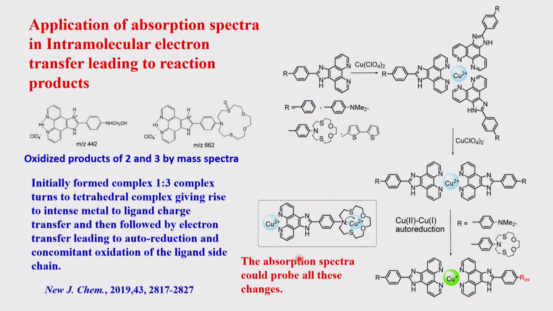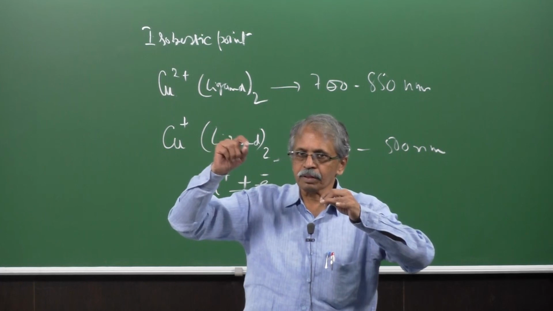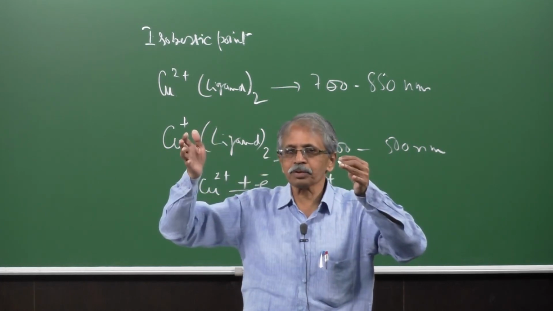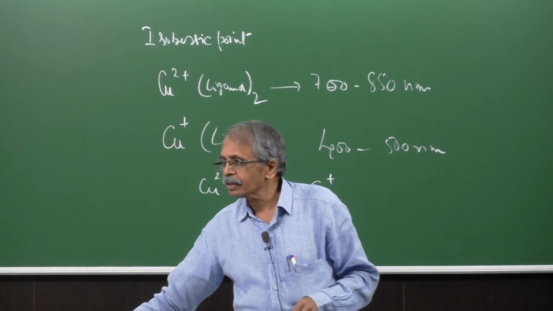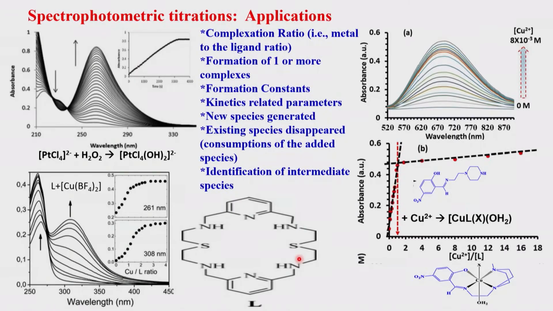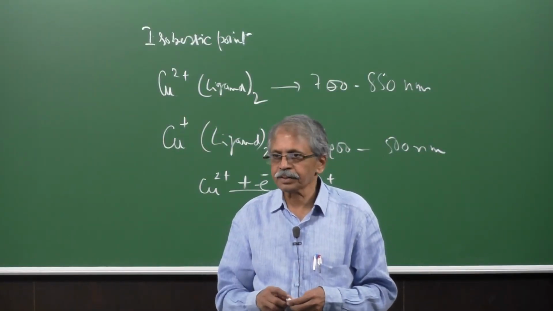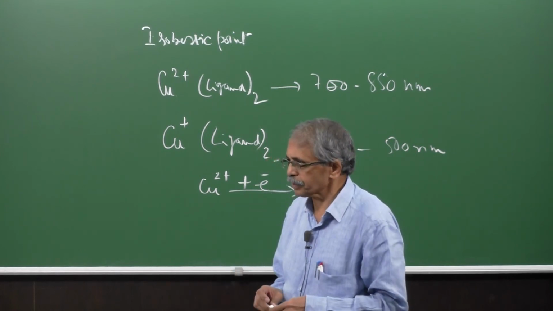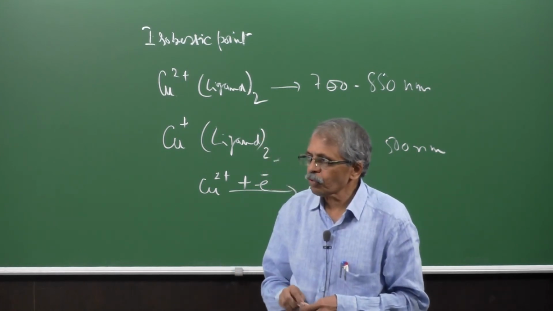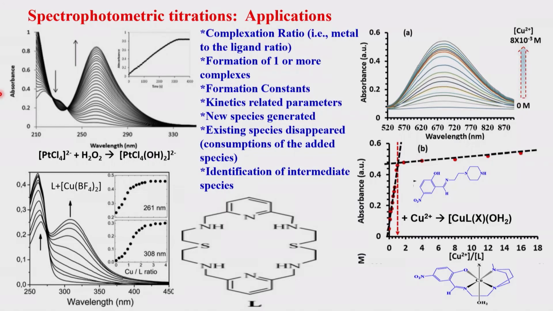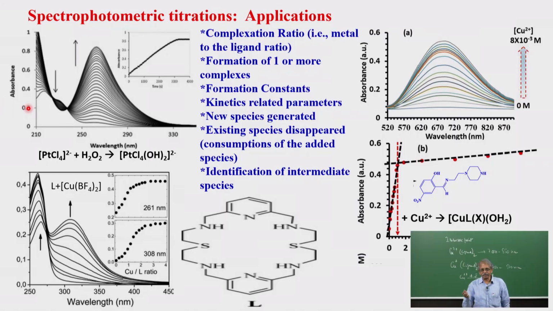So what do you do? You take the ligand, slowly add your copper ions, and then look at the absorption spectrum at different concentrations of that. That's all that is done, and then you compare all the spectra. Okay. So this means that one can do a series of titrations, which are referred to as spectrophotometric titrations. So what do spectrophotometric titrations mean? You titrate the ligand with metal ion, or metal ion with the ligand, by following the changes in the absorption spectrum.